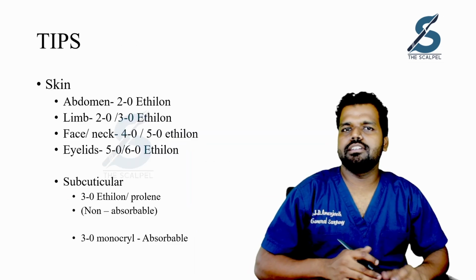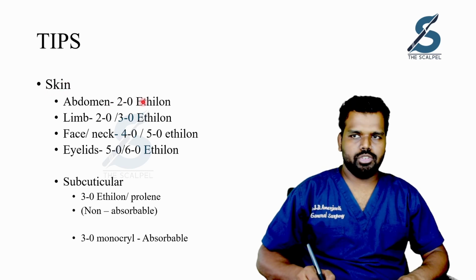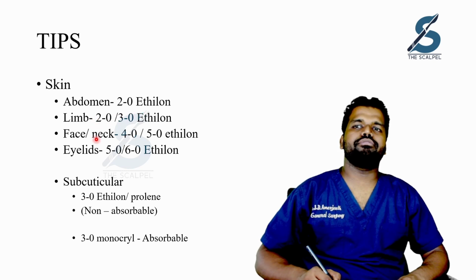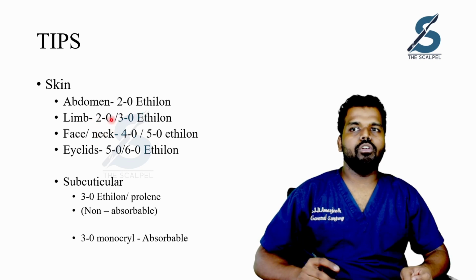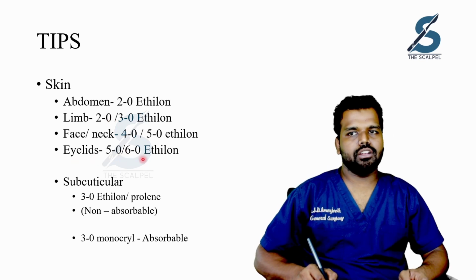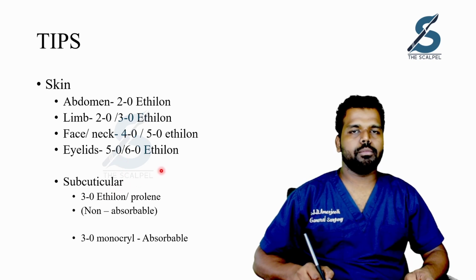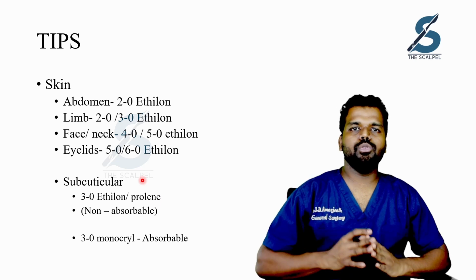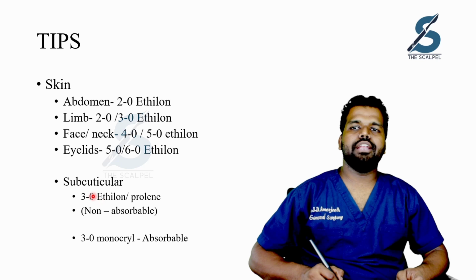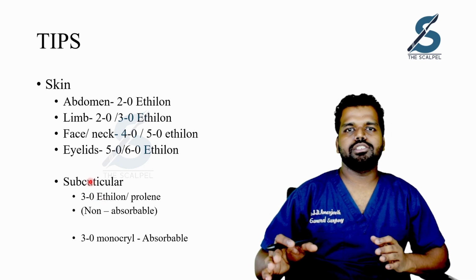Coming to the tips. Usually for skin closure, for the abdomen, we use 2-0 Ethilon. For the limb, we use 2-0 or 3-0 Ethilon. For the face or neck, we use 4-0 or 5-0 Ethilon. For eyelids, we use 5-0 or 6-0 Ethilon. For subcuticular suture, we commonly use 3-0 Ethilon or Prolene, which are non-absorbable. If we are using absorbable, then we can use 3-0 Monocryl. And if you are using a non-absorbable, make sure that you remove the suture material after the stipulated period of time.